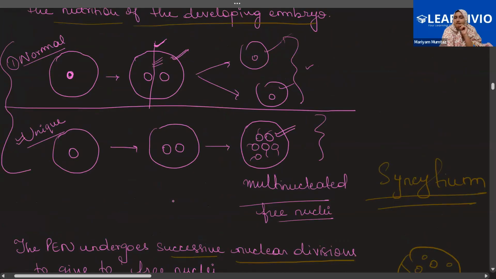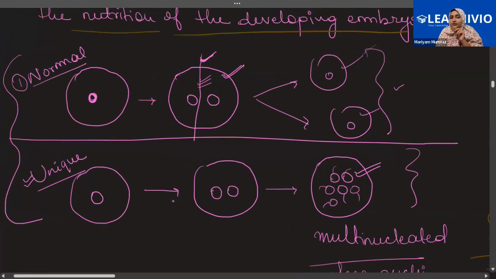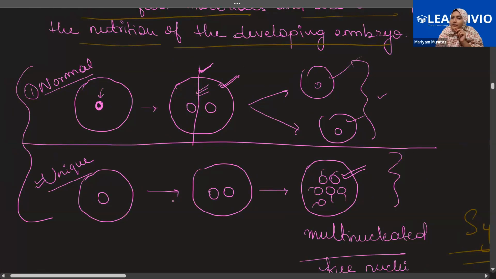Now see what happens. You know that in normal condition, whenever the nucleus divides, it will be followed by the division of the cell. That is how it results in two daughter cells, isn't it? We know that every nucleus gets surrounded by a wall. Remember how we were seeing the organization in the embryo sac?